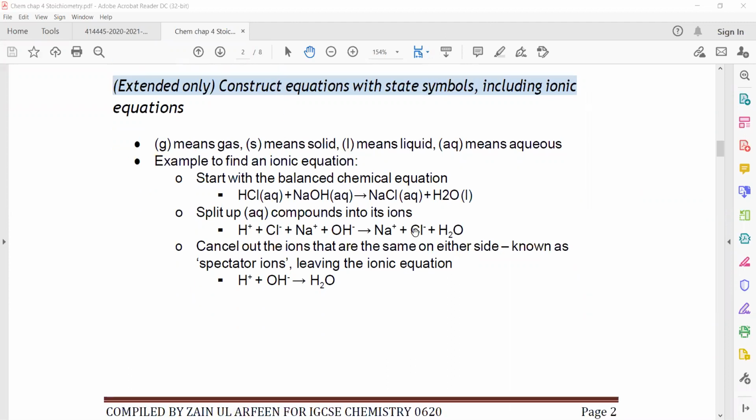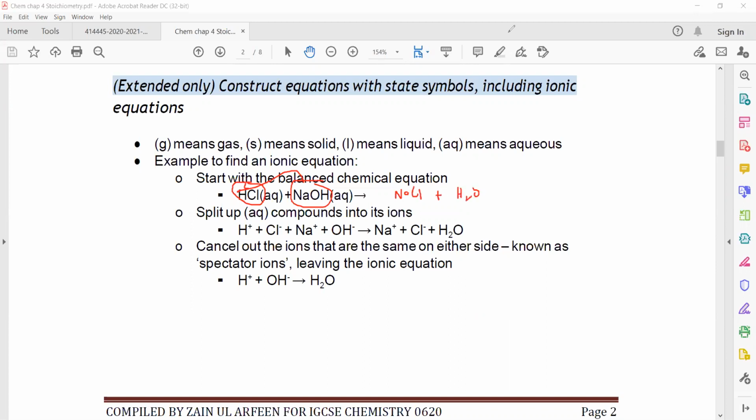To complete an equation, you should identify the type of the reaction. For example, the first one, when an acid is reacting with an alkali, the product is salt and water. And salt means the compound formed when hydrogen of an acid is replaced by a metal. So it will form NaCl, sodium chloride, plus water, H2O.